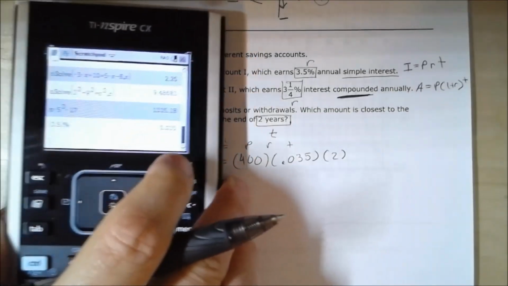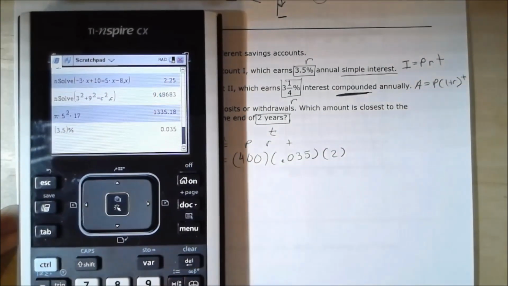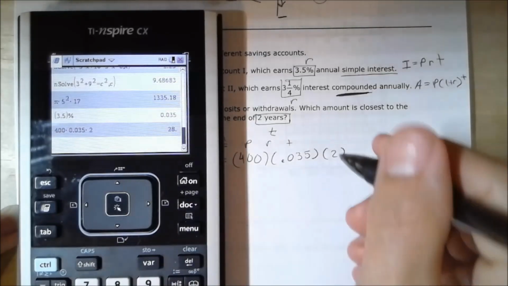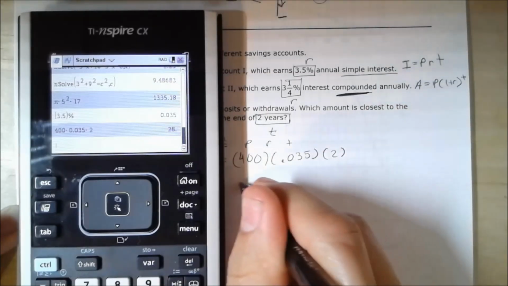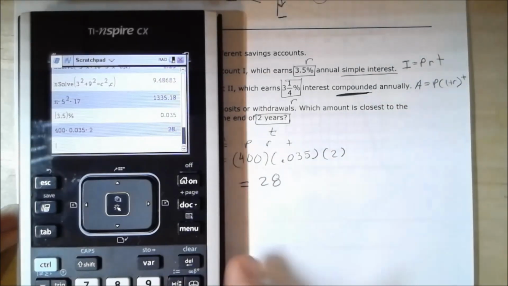So now let's go ahead and work this out. So let's see, we have 400 times our rate, 0.035, times 2. That's going to give us 28. Now that's just going to be our interest.